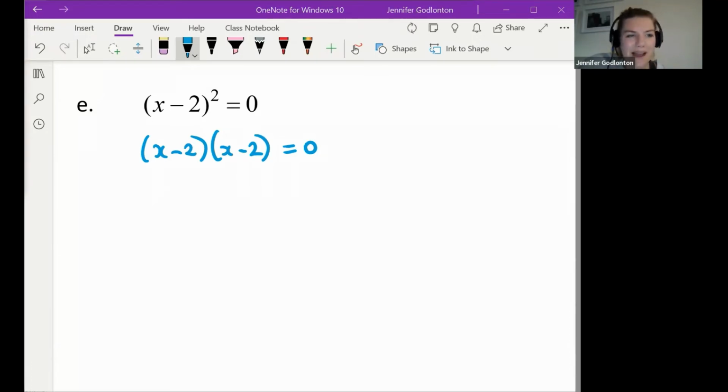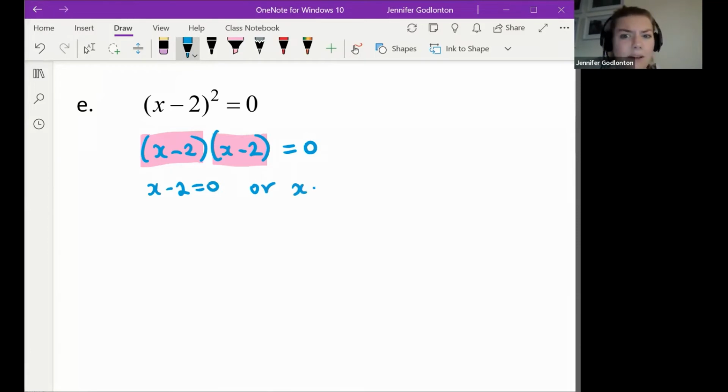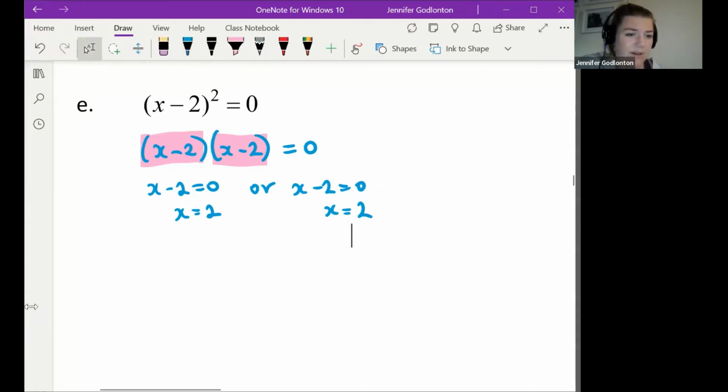If this is where I'm at now, and I'm trying to find my answer, now it's not so bad to find my answer because I can say, well, this bracket is equal to 0 or this bracket is equal to 0. So x minus 2 is equal to 0 or x minus 2 is equal to 0. So x is equal to 2. So both of my answers, x is equal to 2. But it's the same. So x minus 2, x minus 2.